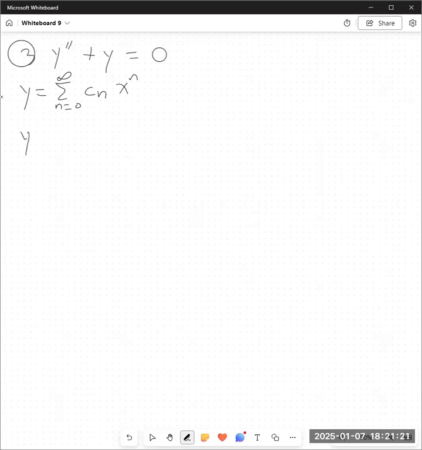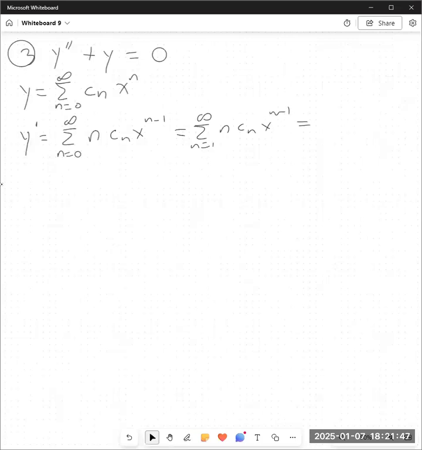So y prime is going to be, and we just take derivatives according to the power rule here, n c sub n x to the n minus 1. Now we can ignore any terms where we're adding 0. So the first term here, when n is 0, I get a 0. So I'm just going to remove that term and start at n equals 1 to infinity of n c sub n x to the n minus 1. And then I'm going to re-index like we did in the last video. And this is going to become the sum from n equals 0 to infinity of n plus 1 c sub n plus 1 x to the n.